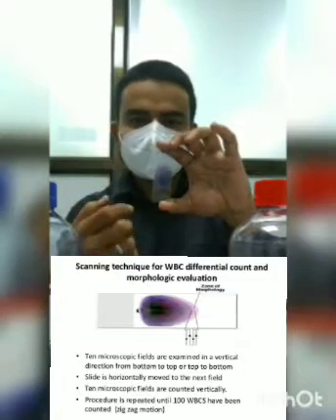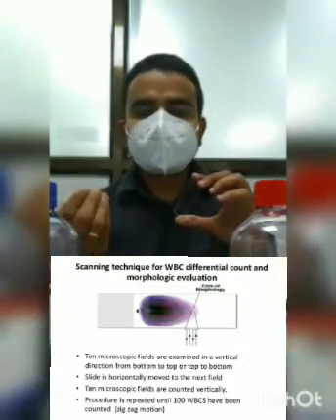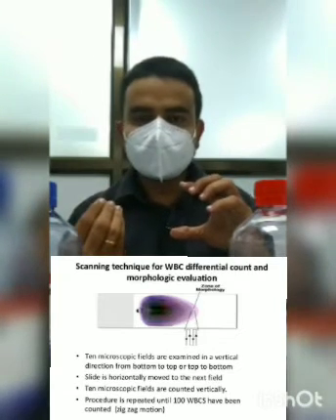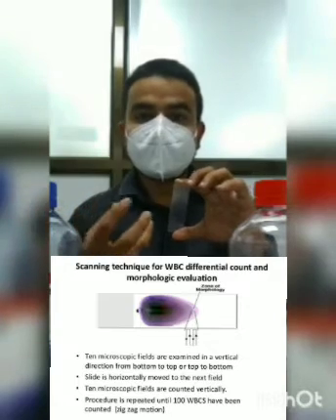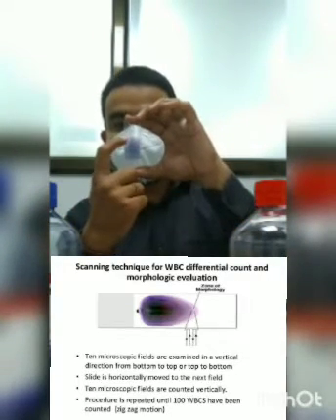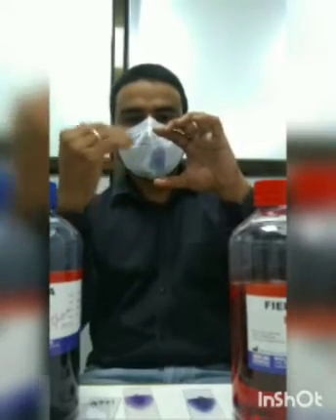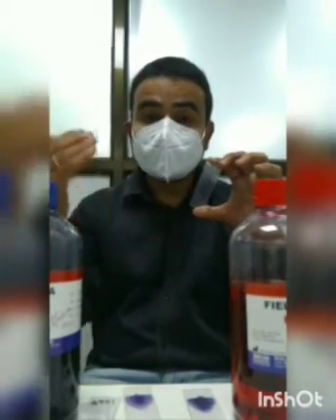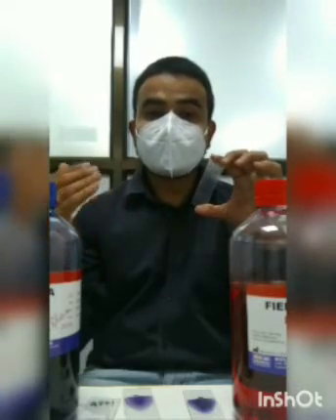Here, if you apply too much pressure, it will give us a false differential count. The larger cells, that is neutrophils and monocytes, will all accumulate at the tail end. This is called tailing of the neutrophils and monocytes. If we view the smear here, we will see a lesser number of neutrophils than there actually are. So that is a thin smear.